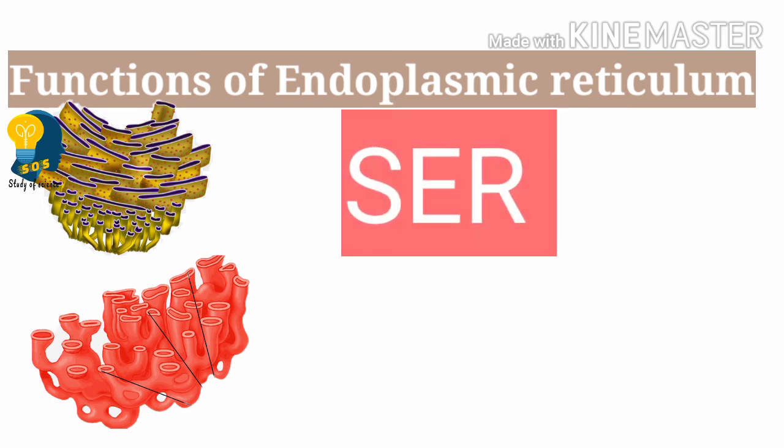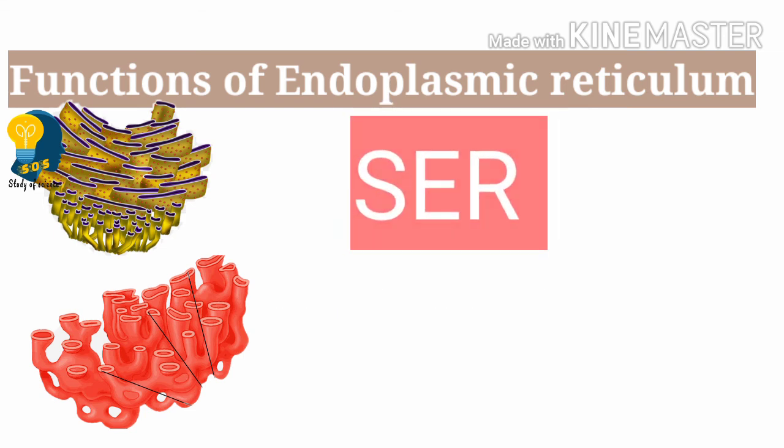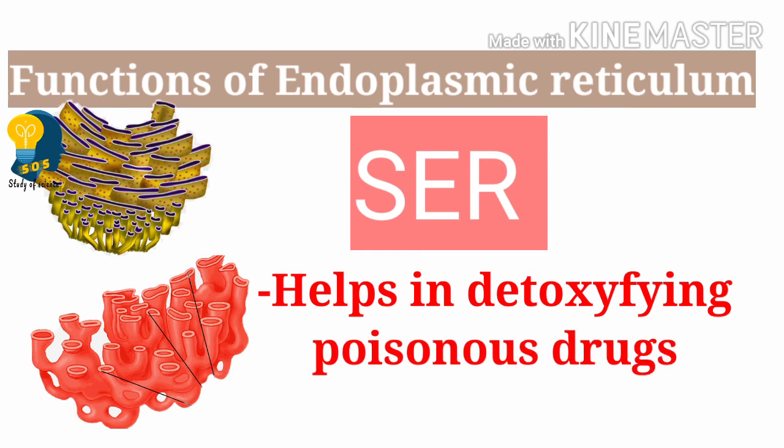And the last function we talk about here is of smooth endoplasmic reticulum. It plays a very important or crucial role. What is that role? It helps in detoxifying the poisons or the drugs which are present inside the cell. Thereby, it protects the cell. I repeat, smooth endoplasmic reticulum plays an important role. The important role is that it removes, that means it detoxifies, the poisons or the drugs which are present inside the cell. Thereby, it protects the cell. Clear? So this is all about the endoplasmic reticulum, children.